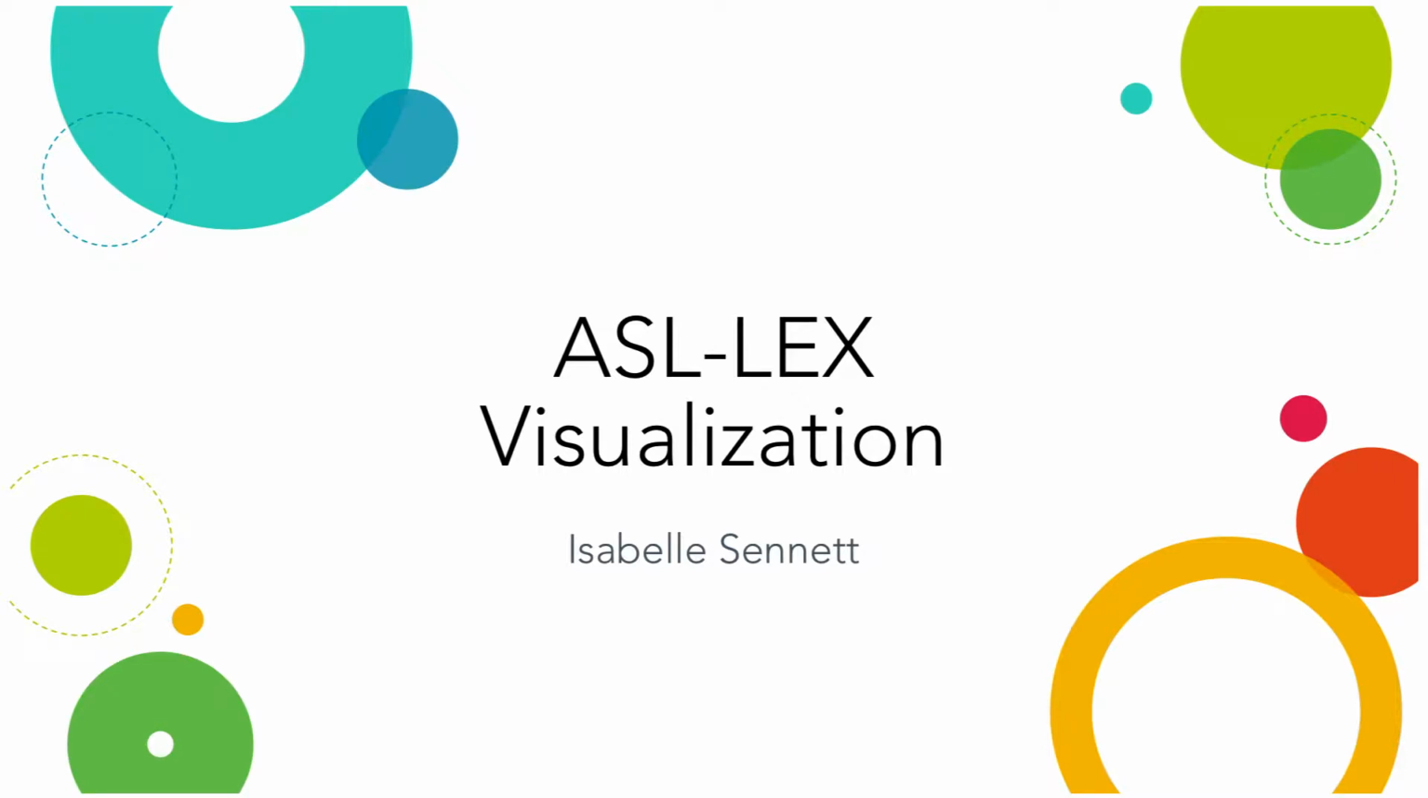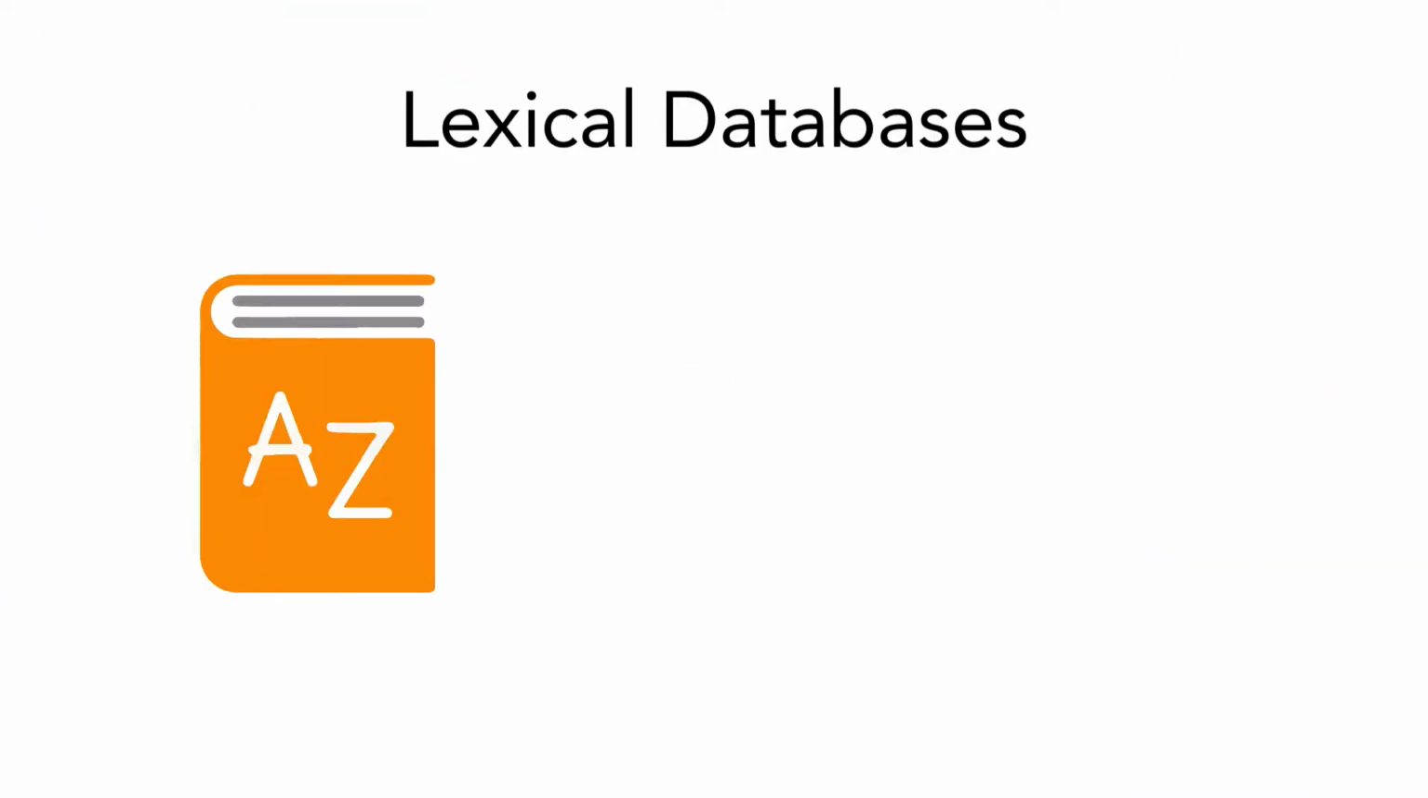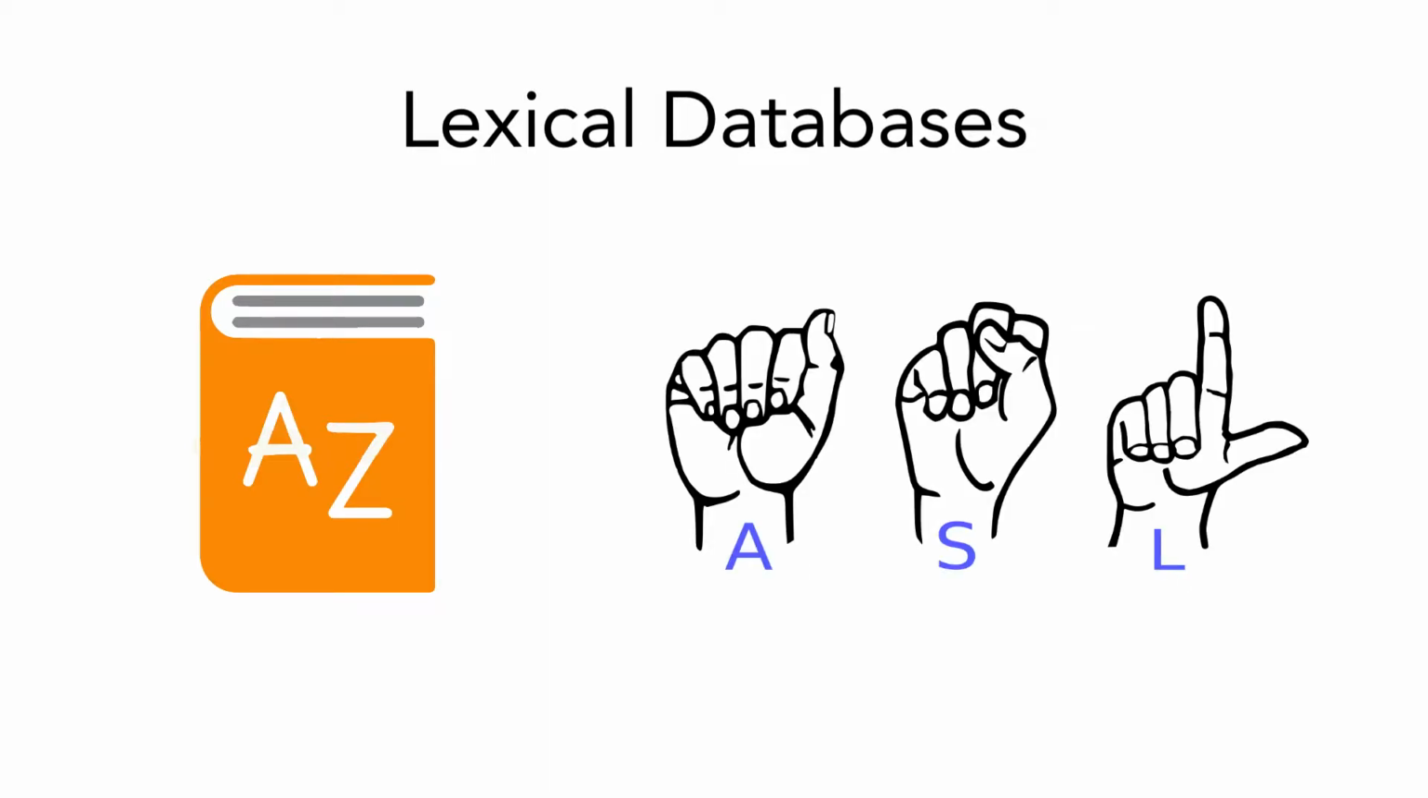Hi, my name is Isabel, and this is my visualization of the American Sign Language lexical database. A lexical database is a repository of information about words in a language. You can think of it kind of like a dictionary, with even more information about each word. ASL LEX is a database specifically for American Sign Language.